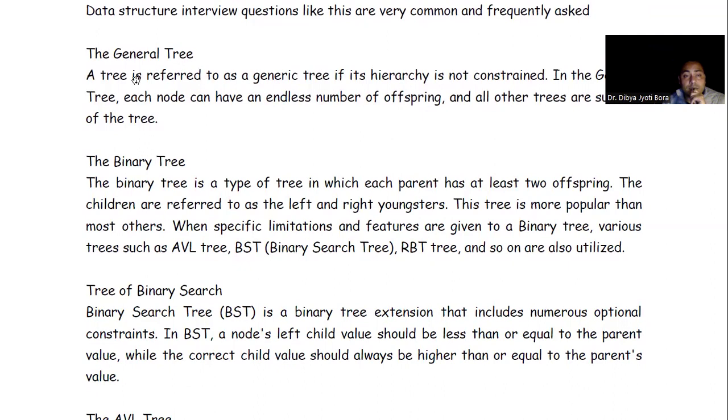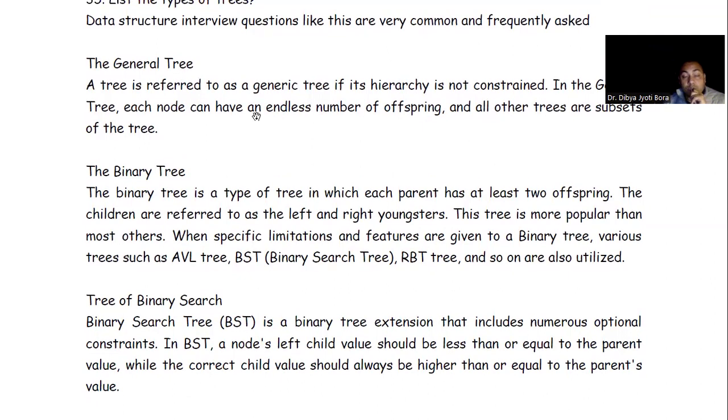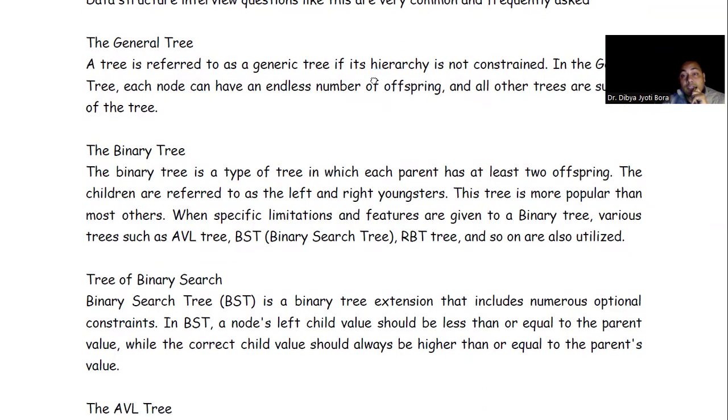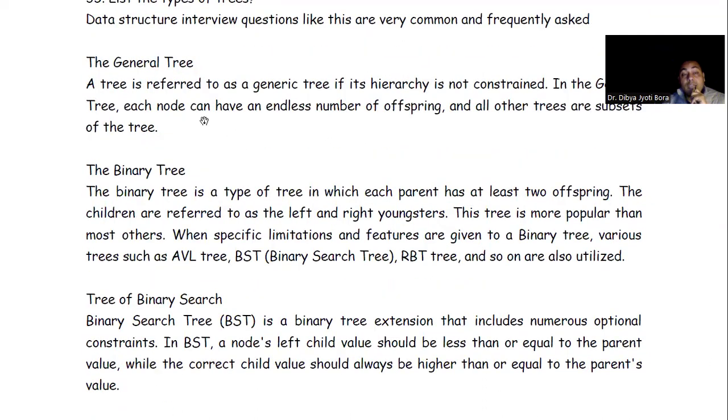Different types of trees are there. What is a tree? This is again a nonlinear data structure. But how does it differ from the graph? Here cycles are avoided, right? A tree is referred to as general when its hierarchy is not constrained. In a general tree, each node can have an endless number of offspring. All other trees are subsets of the tree. Similarly, a binary tree is a type of tree where each parent has at most two offspring. The children are referred to as left and right.